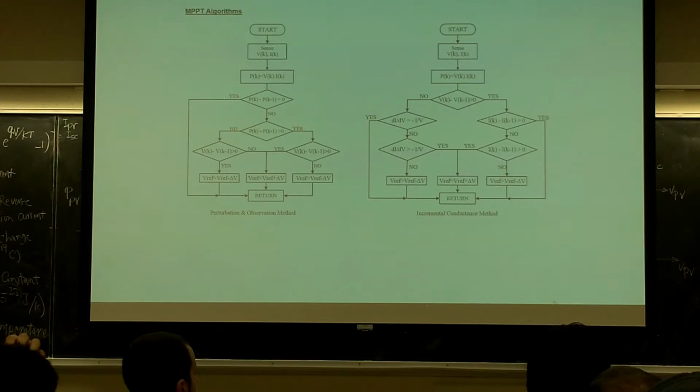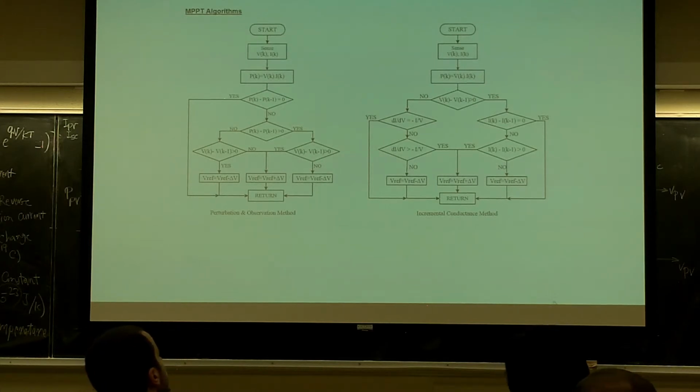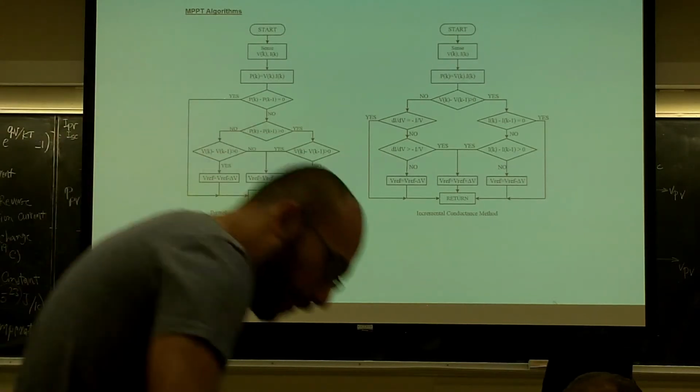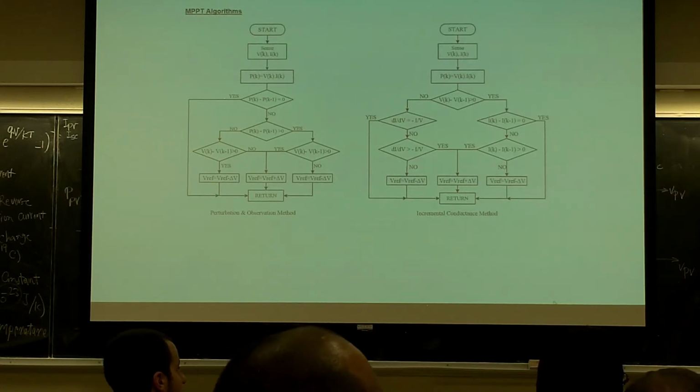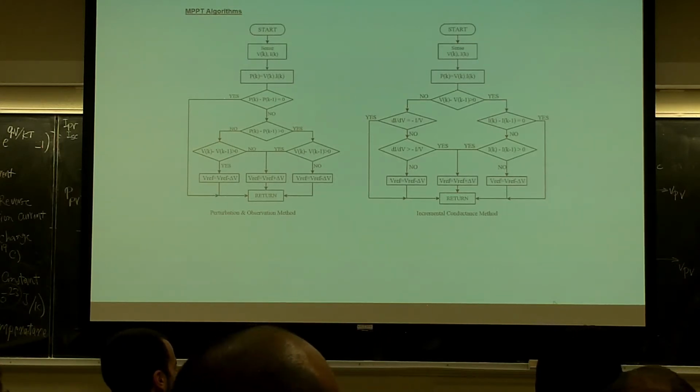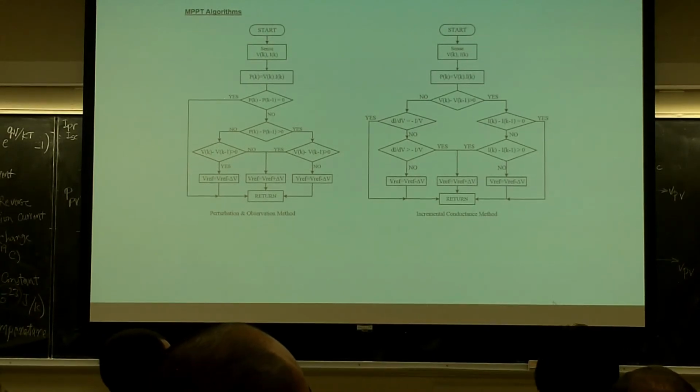How much is delta V? 0. So define the sign function like this. Sign of f is 1 if f is greater than 0, and is 0 if f is less than 0. Do it this way. So in this case, what is going to happen?